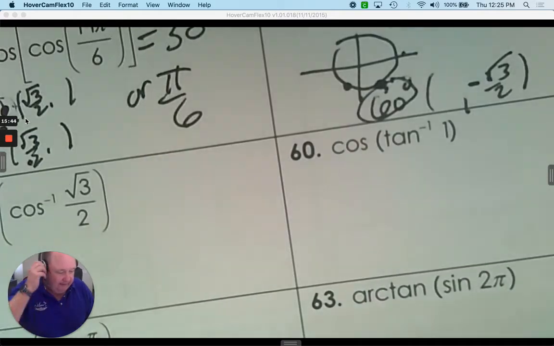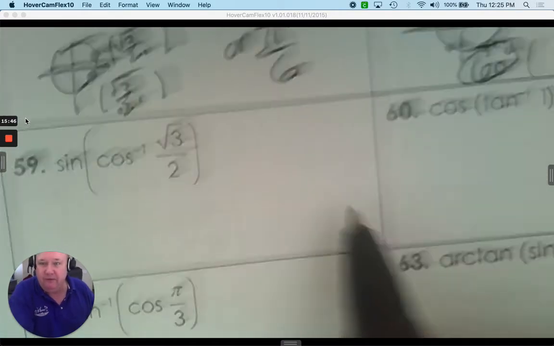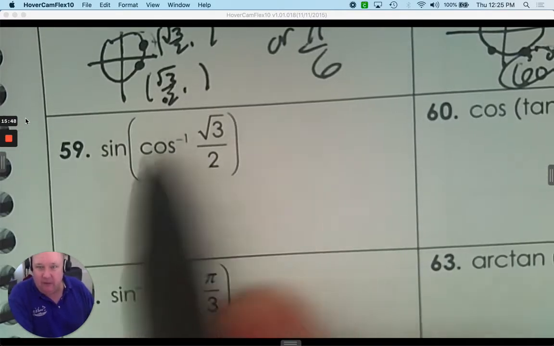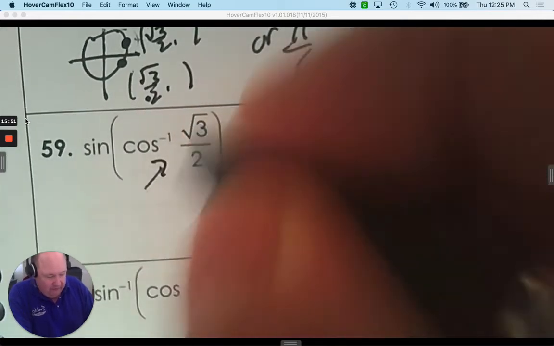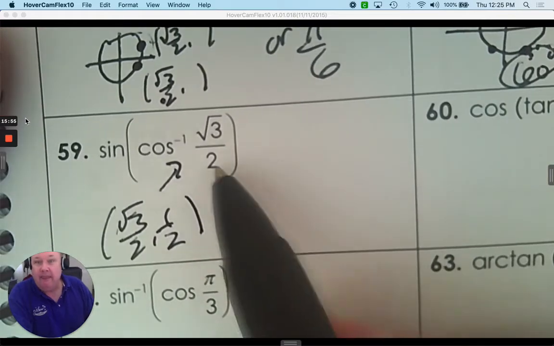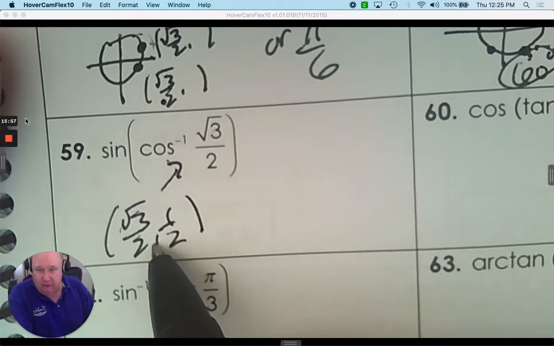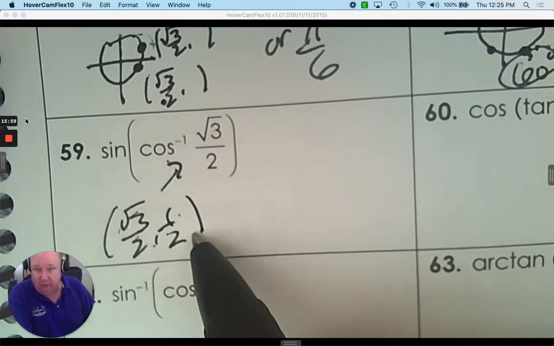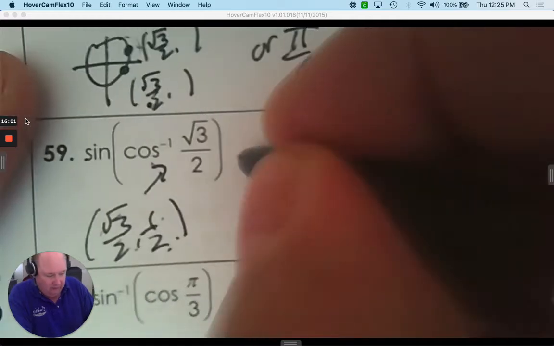Number 59. In number 59, we're working backwards again. So if I look inside, that's the x coordinate. So the x coordinate's root 3 over 2. The y coordinate that goes with it is 1/2. So sine is the y coordinate. So the answer is 1/2.